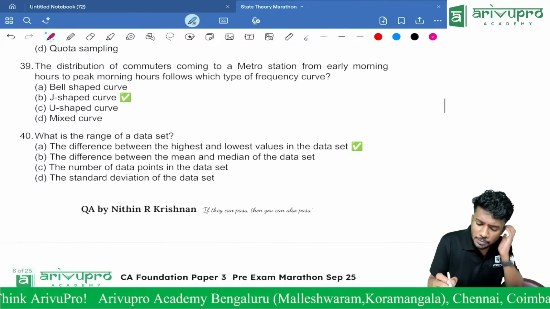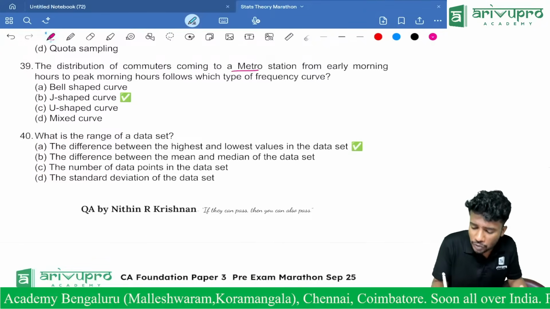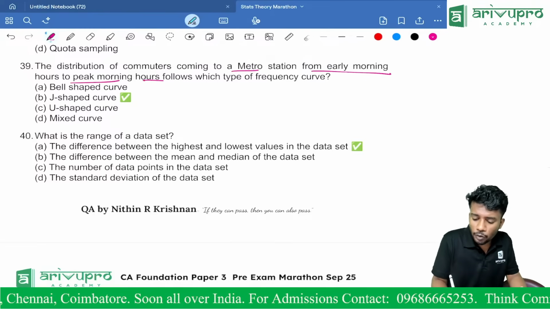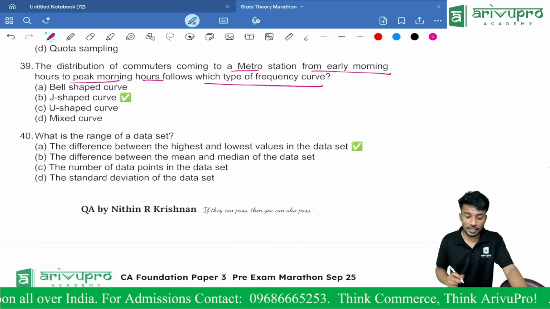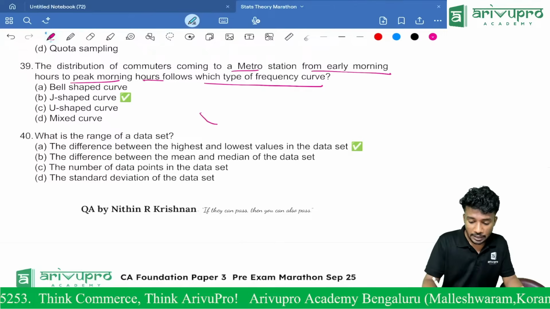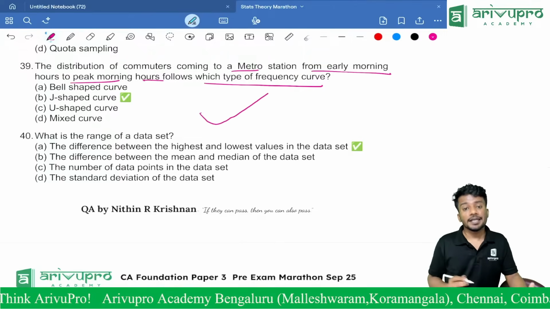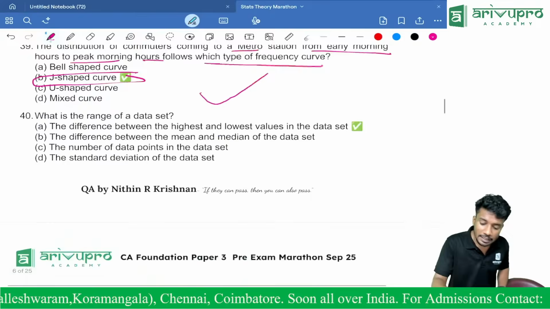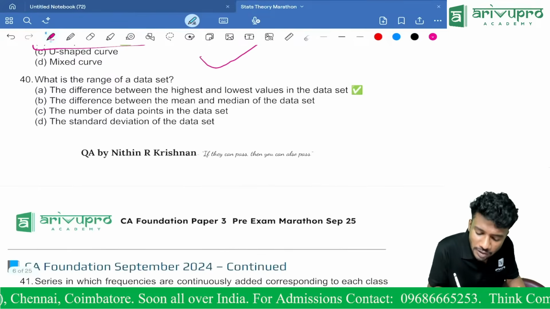Then the distribution of commuters coming to a metro station from early morning hours to peak morning hours follows which type of frequency distribution? Early morning, then a dip will happen, and then again it will go up. What type of curve is that? J-shaped curve.